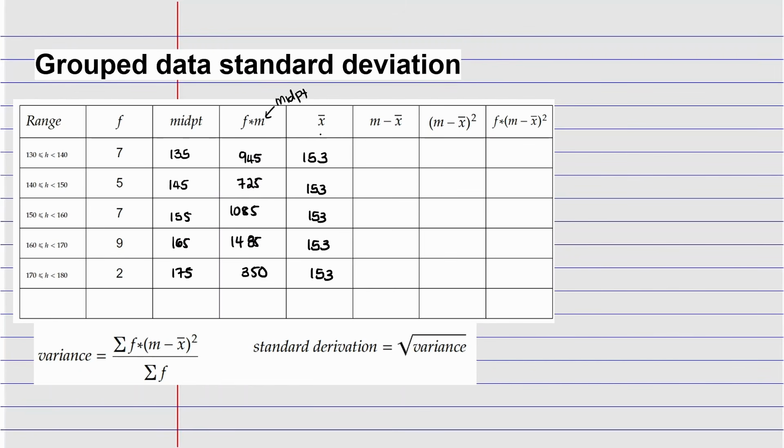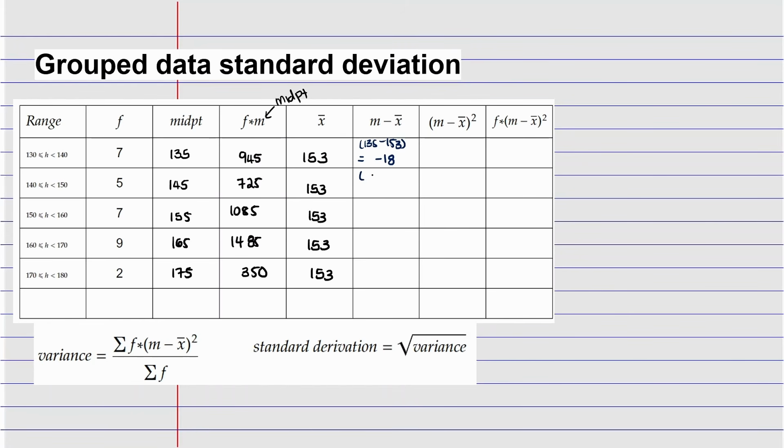Then also I filled in the X bar, which means the mean. Do you remember the fact that our mean was 153, right? Already filled it in. So now to find the standard deviation, we need to take our midpoint minus our mean. So this one is going to be 135 minus 153, which gives us negative 18 here, right?